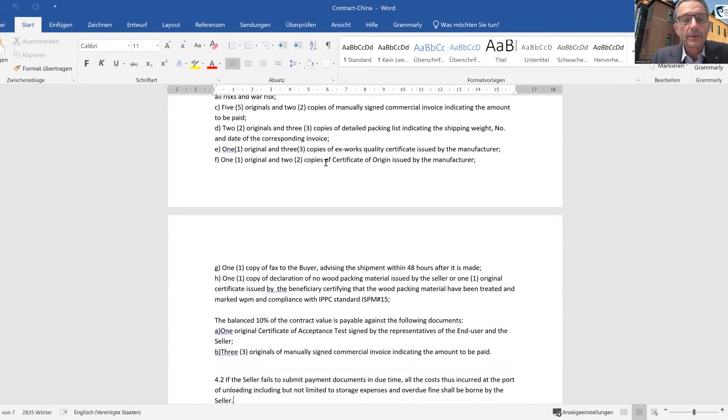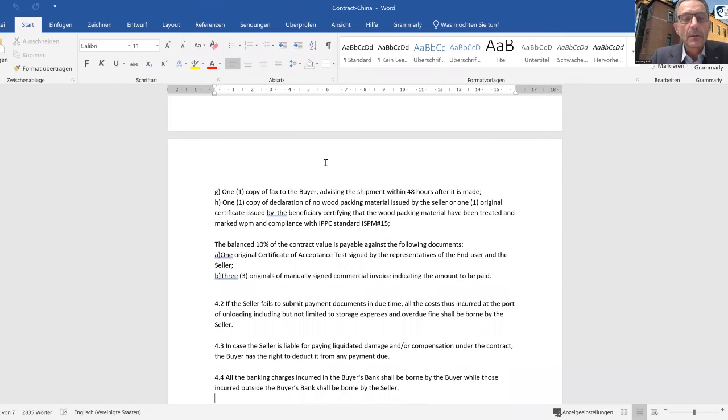Then we're going to G, 1 copy of fax to the buyer advising the shipment within 48 hours after it is made. And H, 1 copy of declaration of no wood packing material issued by the seller, or 1 original certificate issued by the beneficiary, certifying that the wood packing material has been treated and marked WPM and in compliance with IPPC standard ISPM 15.